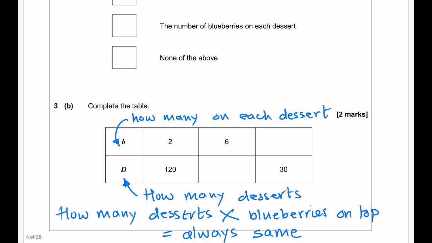Part B on here, the little b stands for how many blueberries would be on each dessert, and D is how many desserts. So if you multiply these, how many desserts you need and how many are on each dessert, that'll be the total number of blueberries, and that should always be the same.